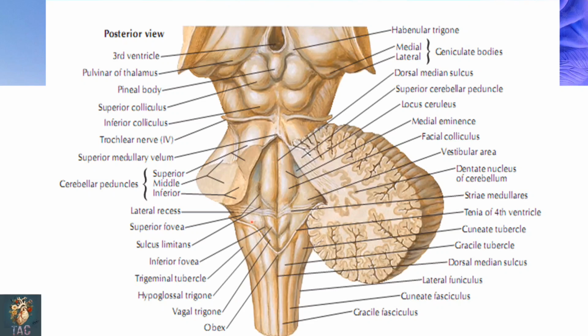Also, this is the part of the medulla which forms the lower part of the rhomboid fossa. Here you can see the hypoglossal triangle and the vagal triangle. Here you can see the inferior fovea, and also the obex. So these are the different structures, the external features of the tegmentum of the pons, which forms the upper part of the rhomboid fossa.